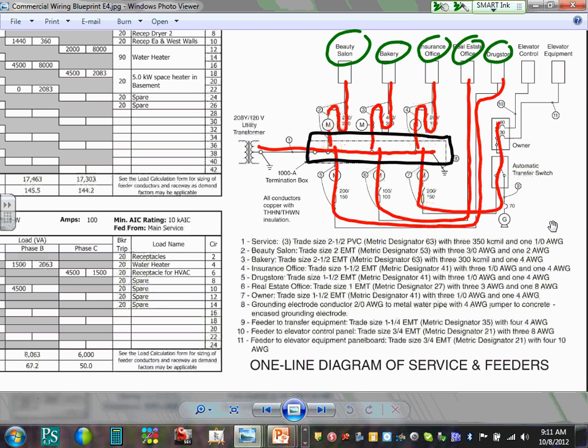The owner of the building, though, has to serve the hallways, because the hallways are not owned by any of these tenants. The hallways and certain things go on the house panel. So they have another panel here that's called owner. This is your house panel. That feeds the common spaces and so forth. Can I have everybody understand? That's what the system is.